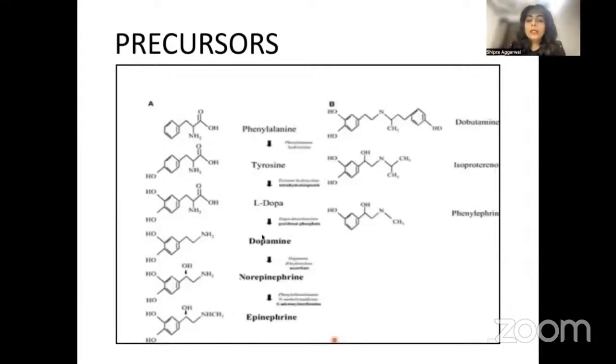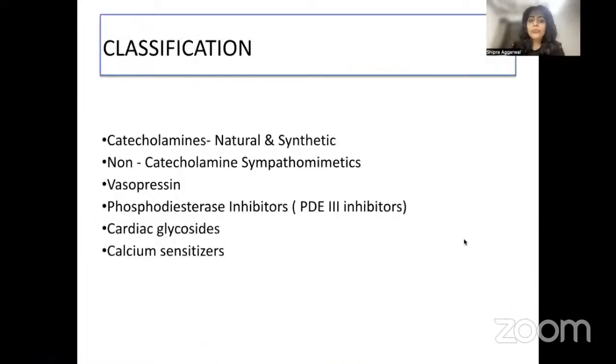Now, dopamine is the precursor for norepinephrine and epinephrine. Dopamine, norepinephrine, and epinephrine together form the natural catecholamines. On the other hand, dobutamine and isoproterenol are the synthetic catecholamines. Note that phenylephrine is not a catecholamine because although it has a benzene ring, it does not have a second hydroxyl subgroup. So it's a synthetic non-catecholamine.